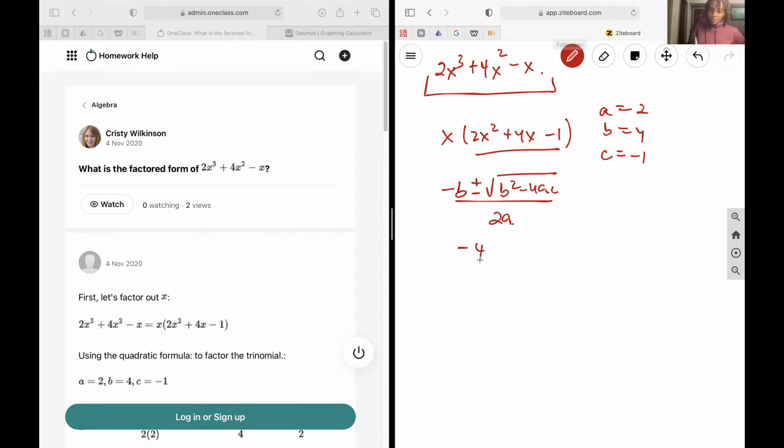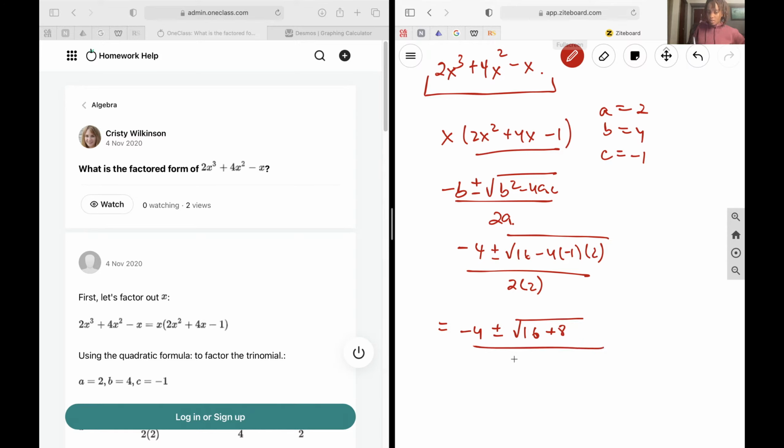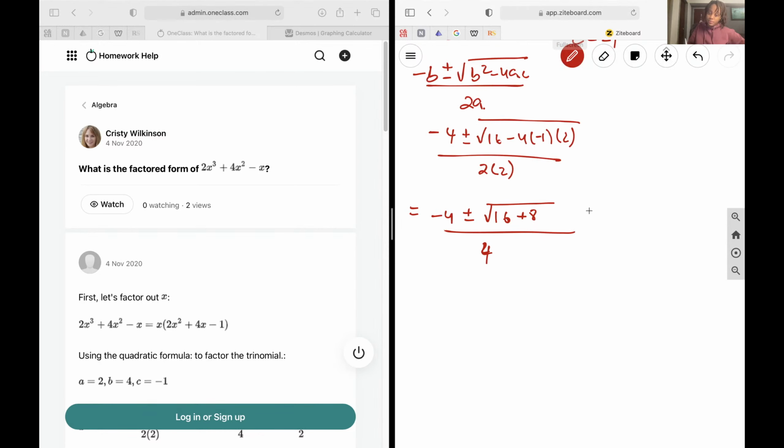So this would become -4 plus or minus the square root of 16 minus 4 into -1 into 2, all over 2 by 2. -4 plus or minus the square root of 16 plus 8 all over 4. 16 plus 8 is going to give me 24. So this is negative 4 plus or minus the square root of 24 over 4.